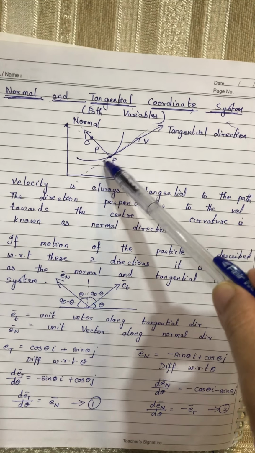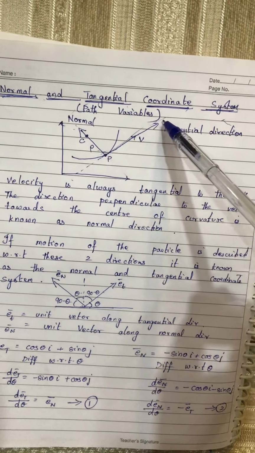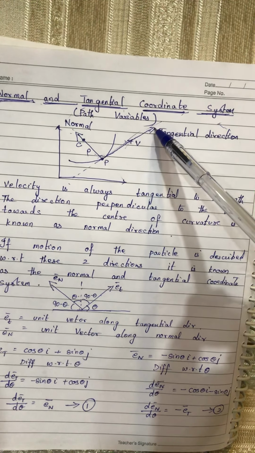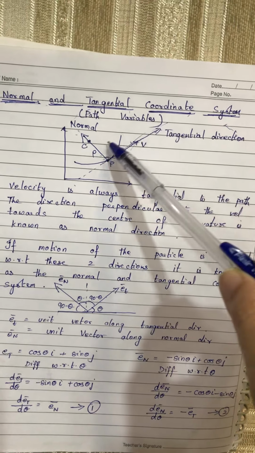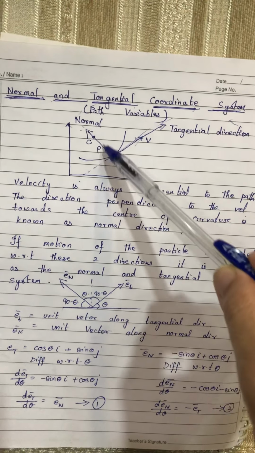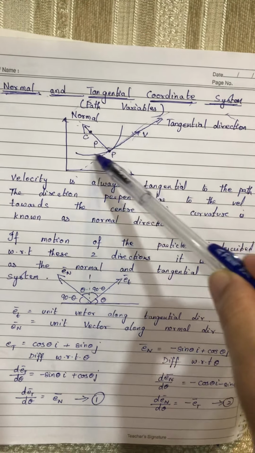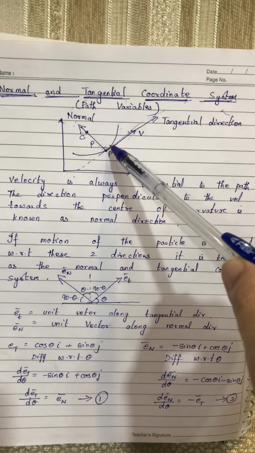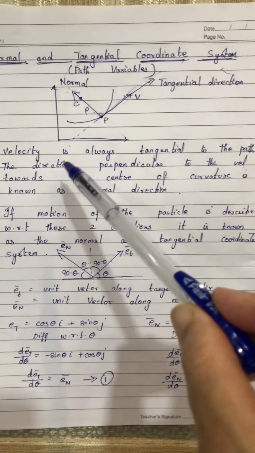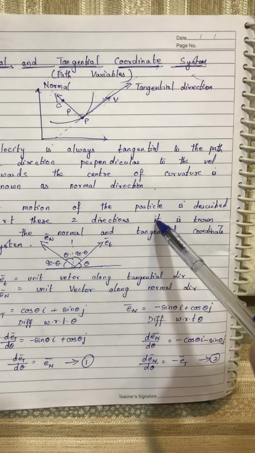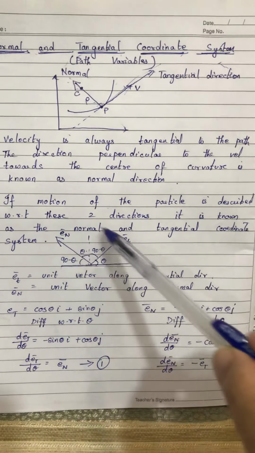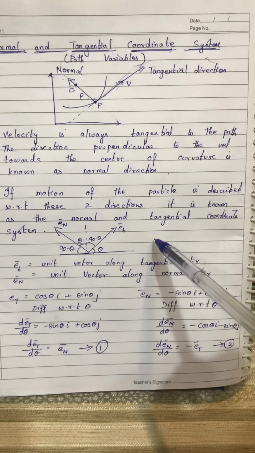At any given point a tangent is drawn towards which the velocity is directed. That direction is known as tangential direction, and perpendicular to the tangential direction is the normal direction towards the center of curvature of the path. Rho is the radius of curvature of the path. Now, if the motion of the particle is described with respect to these two directions, that is the tangential and normal direction, it is known as the normal and tangential coordinate system.